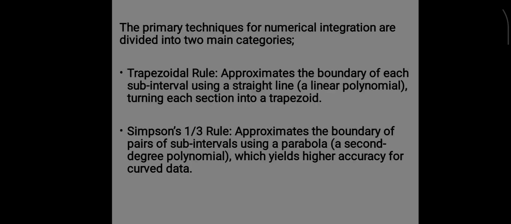The primary techniques for numerical integration are divided into two main categories: the trapezoidal rule and Simpson's 1/3 rule. The trapezoidal rule approximates the boundary of each subinterval using a straight line, turning each section into a trapezoid. This is best fit for a linear polynomial. And Simpson's 1/3 rule approximates the boundary of pairs of subintervals using a parabola, which gives higher accuracy for curved data. That is, this is best fit for a second-degree polynomial.